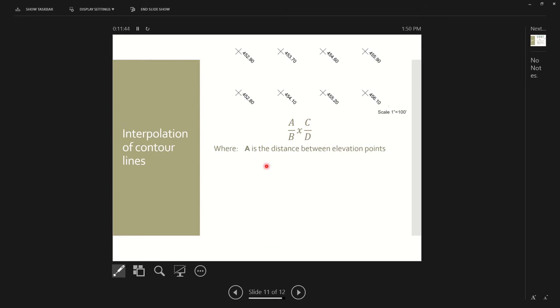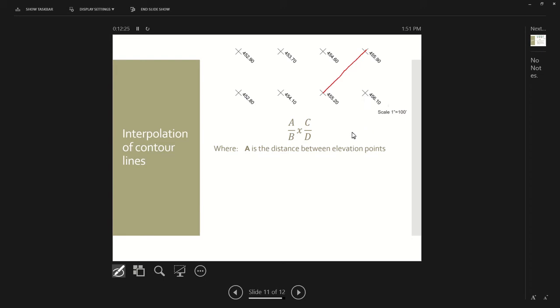A is the distance between two elevation points. So let me change my cursor to a pen. A would be the distance between two elevation points. Let's say I'm going from this one to that one. It says the scale is 100 feet, and like on your assignment, if I scaled this, it would be 100 feet from this X to this X, or from this X to this X.